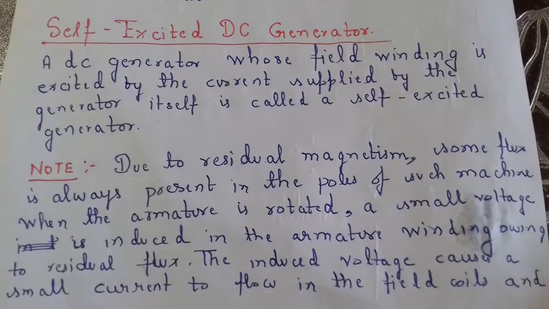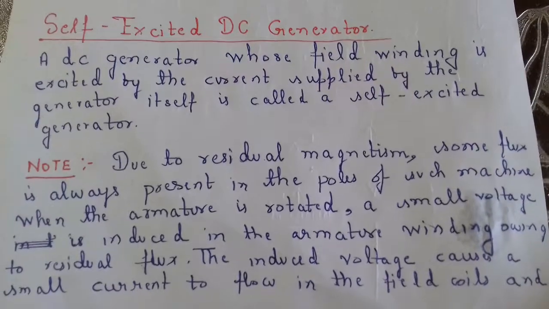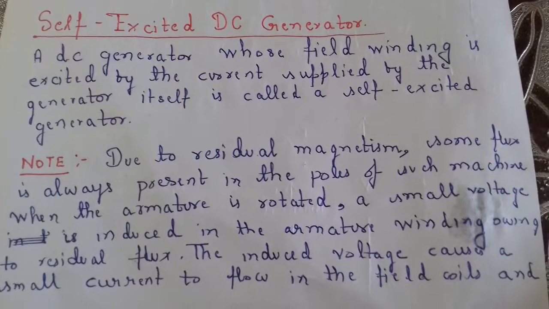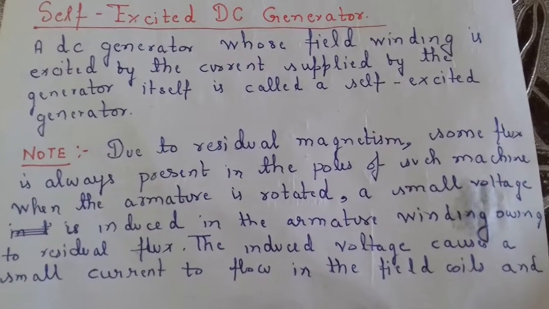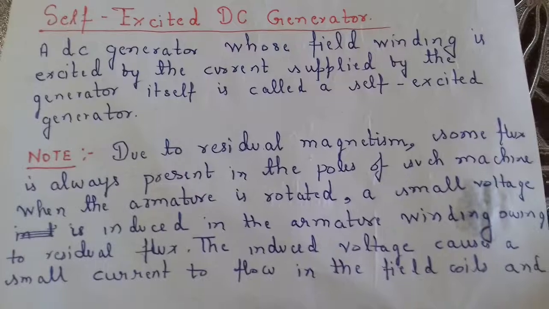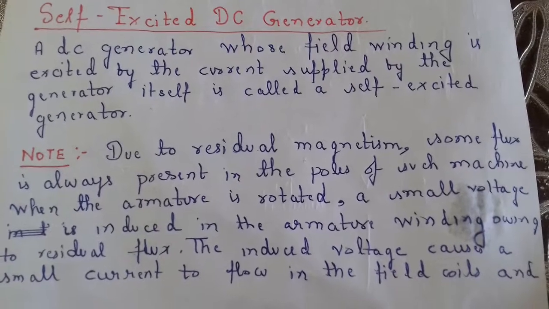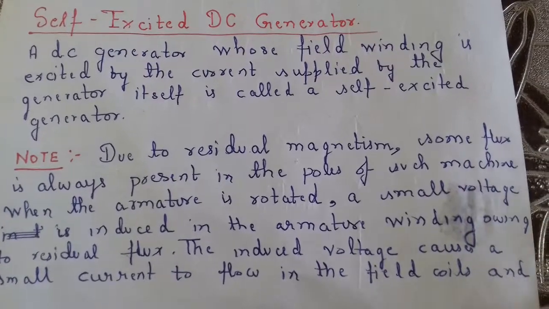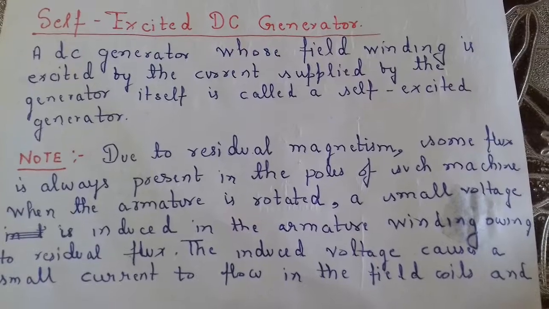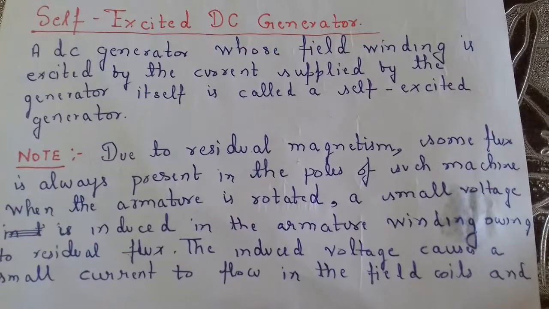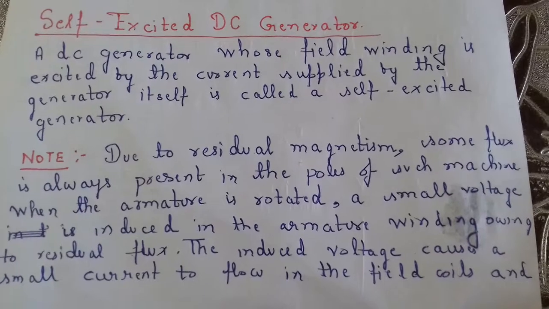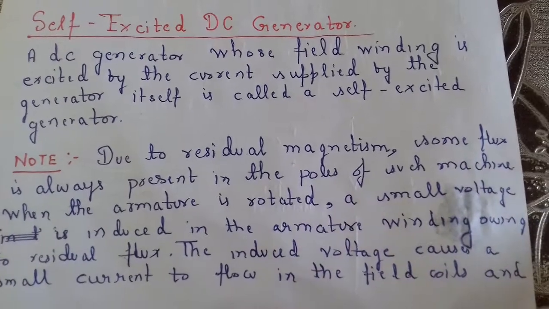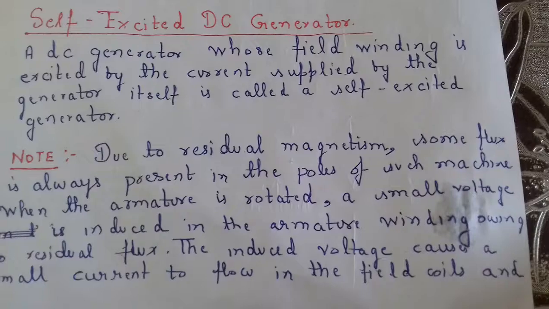Now before coming to this topic, I have already told you in the BH curve that every material has some residual magnetism. So if we rotate the armature, although the field winding has no current, there is some residual magnetism in the material of the pole.